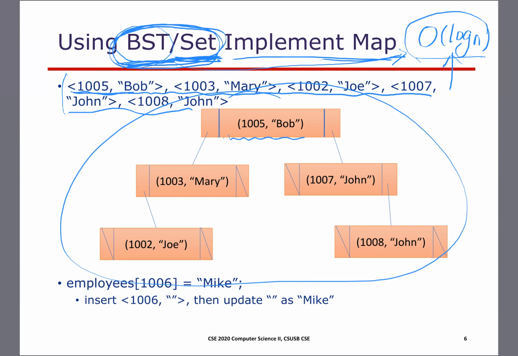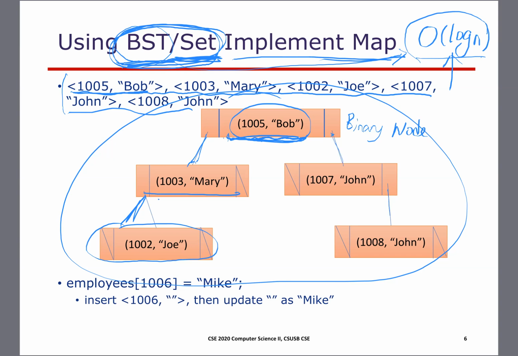The first pair, 1005 Bob, is stored in the root node. This is a binary node, this is a binary node, this is a binary node. The 1005 Bob is stored in the root node, and then 1003 Mary is stored in the left subtree of the root node. So this is 1003, and then 1002. 1002 Joe is stored in the leftmost node. And then 1007, 1008. So this is the binary search tree we create for these 5 entries.